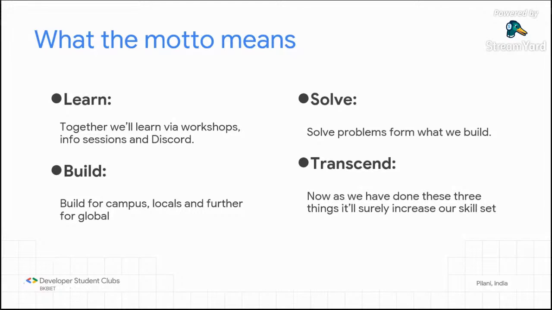Now, first, we'll build for campus. Then for locals. And if we get a chance and the opportunity, we can even build for the global cause that will affect the population worldwide. Doing these, while building the products, will solve problems and change the lives of many. Well, that's a really great thing, and it's an appreciation we should give ourselves.